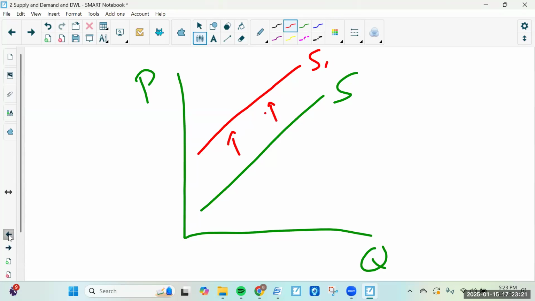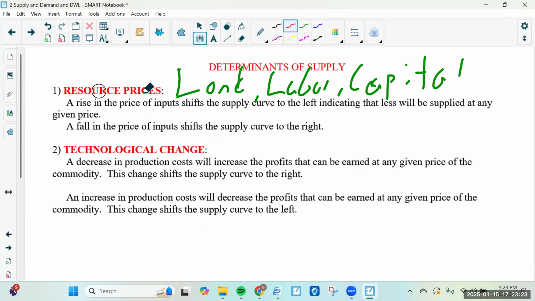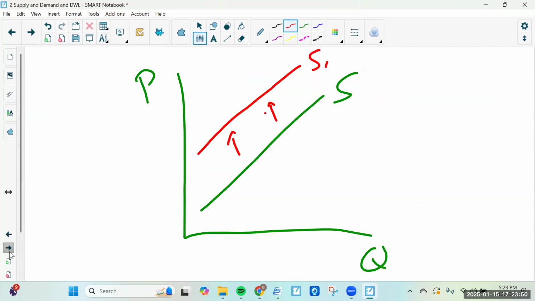All right, so far we've got resource prices. Second one is technology. If new technology comes out, it's easier to produce. Supply curve shifts to the right. If technology goes bad or gets destroyed, then the supply curve shifts to the left. Usually we don't lose technology, but you can lose the knowledge of doing things. I'm not sure how that would work. But anyways, increased technology shifts supply to the right, decreased technology shifts supply to the left.